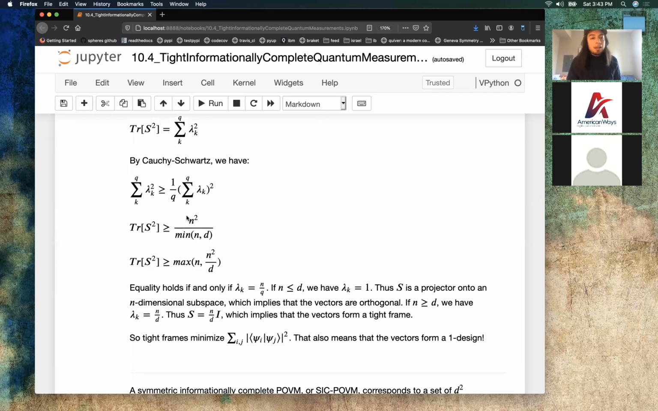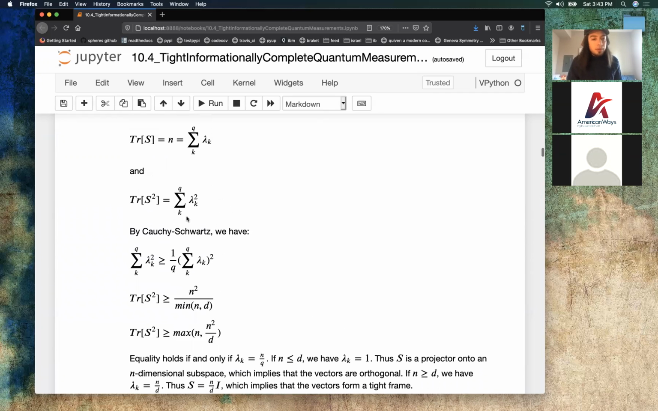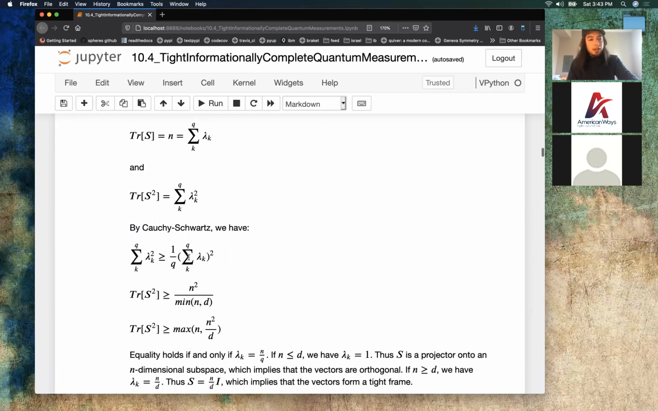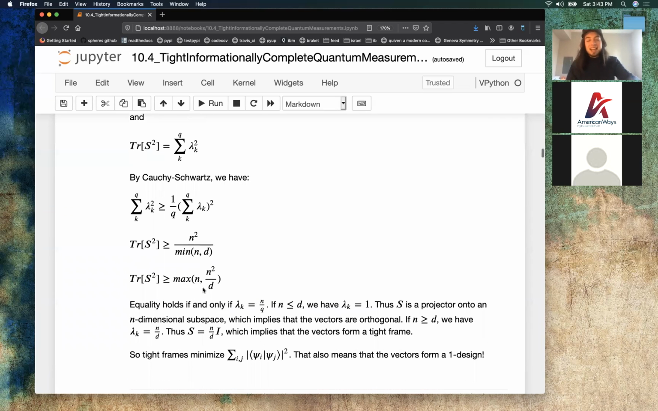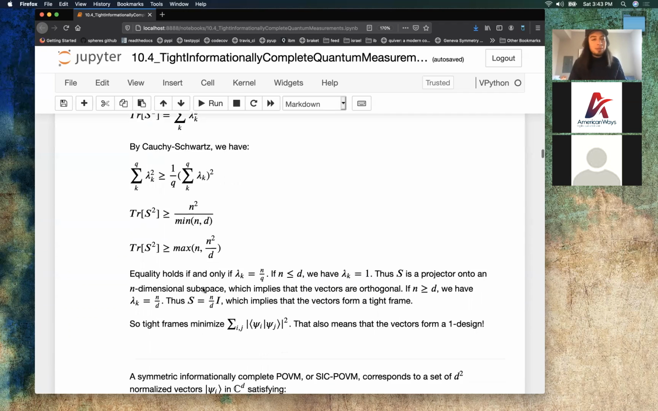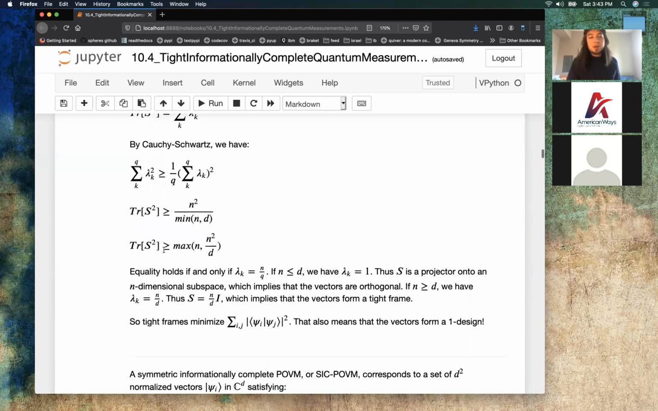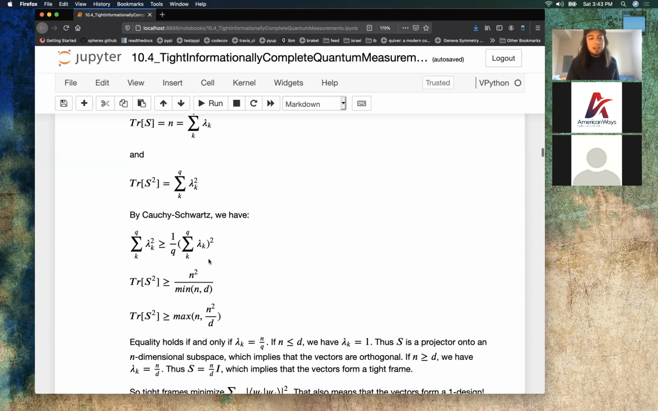So, this is just the trace of S squared. This we know has to be N squared. So you get N squared over Q, which is just the minimum of N or D. And then flipping the numerator and the denominator, we get that the trace of S squared has to be greater than whichever is bigger, N or N squared over D. And that's what we wanted.